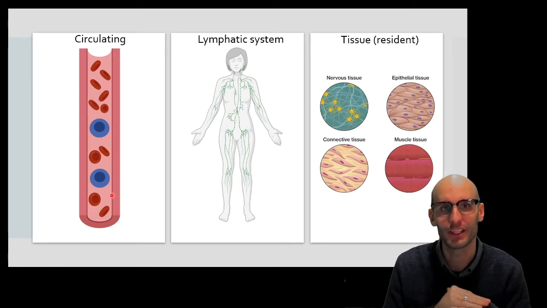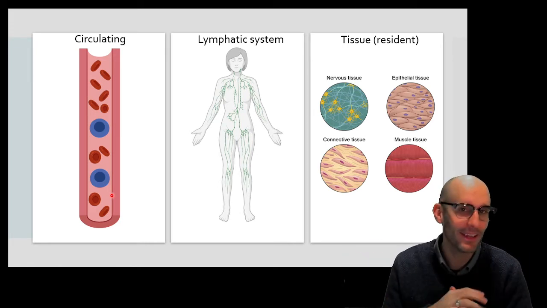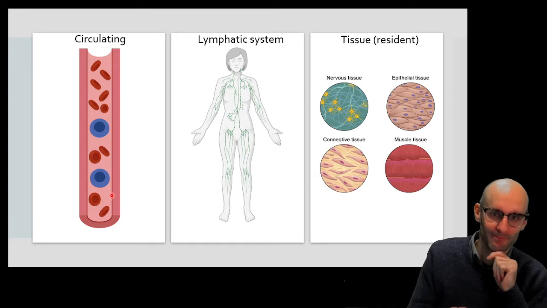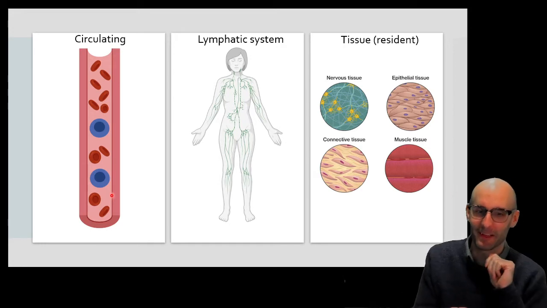You could get an infection anywhere, so there are resident immune cells in your brain, for example, called microglia, but don't worry about that. They're awesome though.